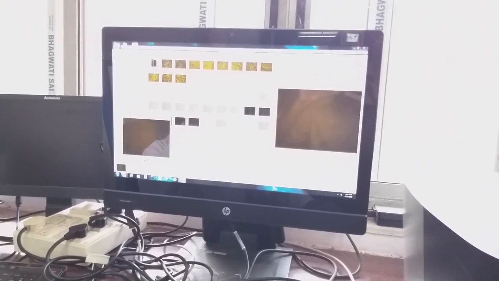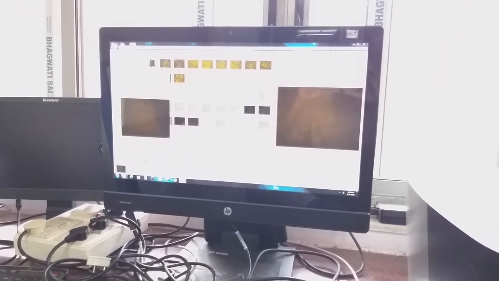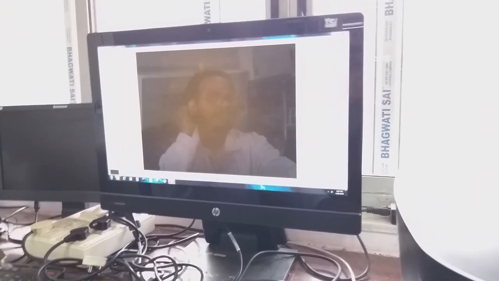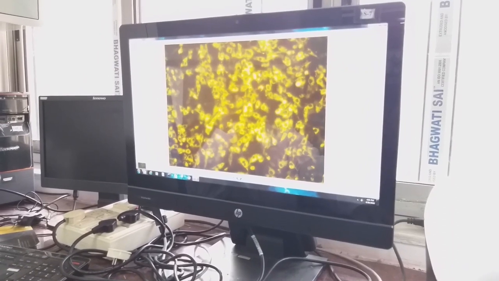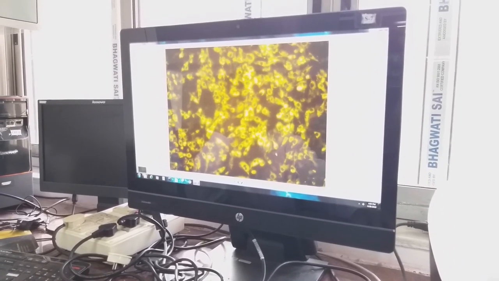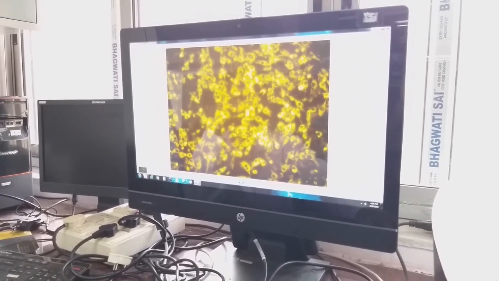First of all, this is an image of non-transfected cells, so we can see there is no fluorescence. When you see the transfected one, the cells will glow like this. So that means our transfection is successful.